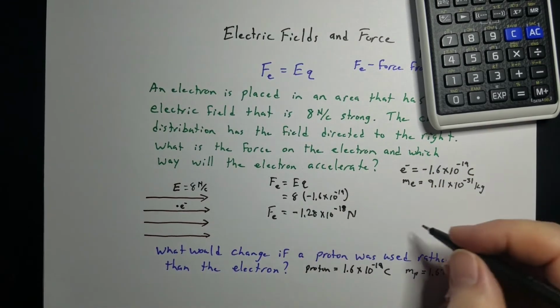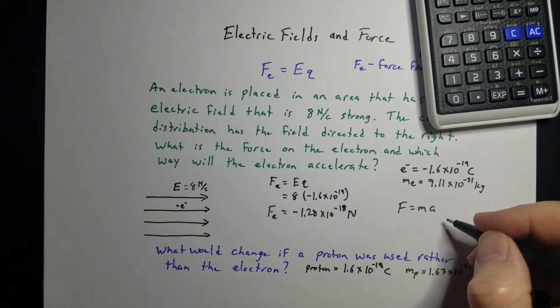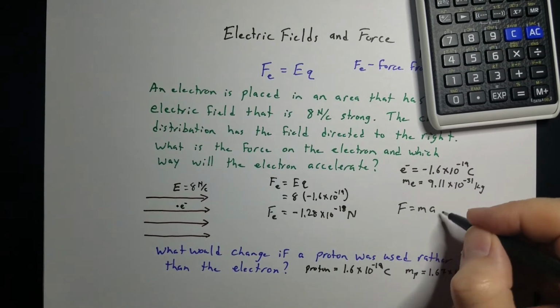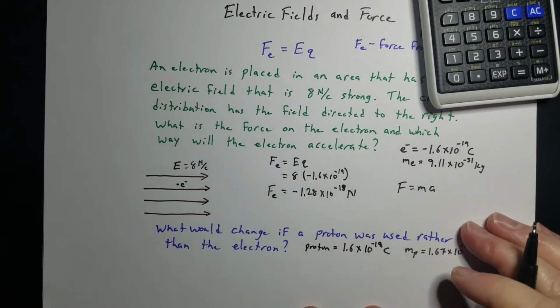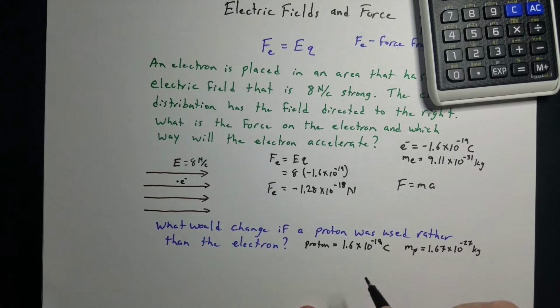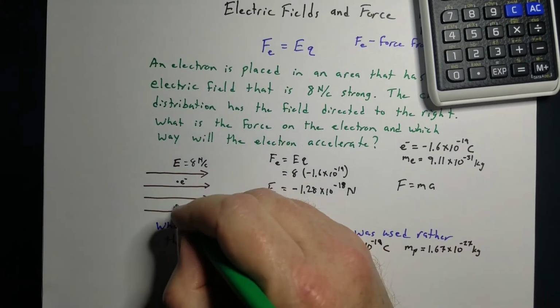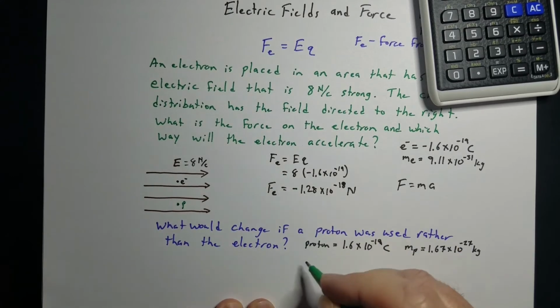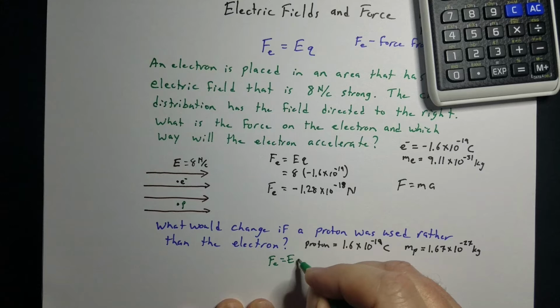And then we can go back and do some interesting stuff. We can do F equals ma with the mass of the electron and actually figure out the acceleration of that electron when we place it in the field. Now, what if it was a positive charge, like a proton, instead of a negative charge? So if it was positive charge placed in there, we still get Fe equals Eq.